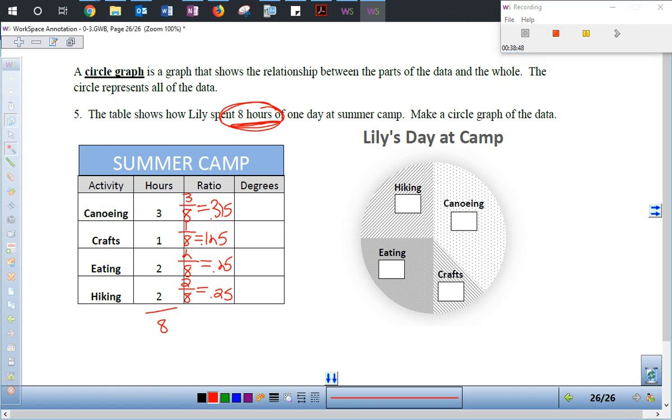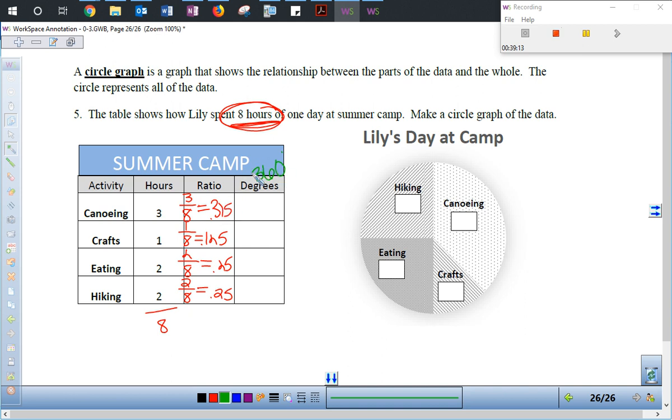Now the next column, the last column, is degrees. And this is going to help us determine how many degrees of the circle we are going to allot for each activity. Now, before we start this, first of all, we need to refresh our memory on how many degrees are in a circle total. There are always 360 degrees in a circle. Now, to figure out how many degrees go to each activity, we are going to take that ratio, that decimal, and multiply it by how many total degrees are in the circle.